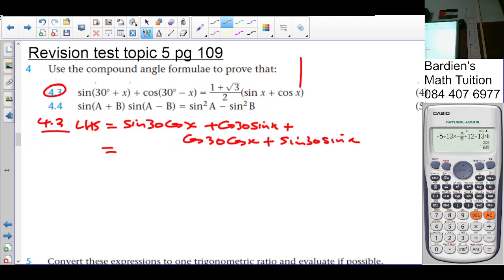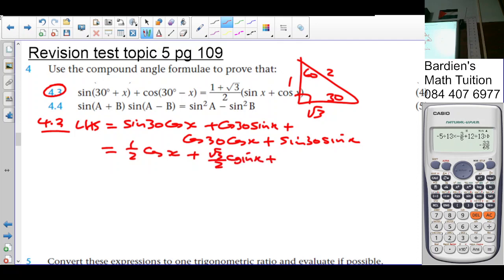Okay, so that takes us to the special 30-degree triangle there. 1, 2, root 3. Sine of 30, of course, is a half, cos x, plus cos of 30 is root 3 over 2 sine x, plus cos of 30 is root 3 over 2 cos x plus a half sine x. If we look at what you have on the right hand side, we have in the bracket sine x plus cos x.